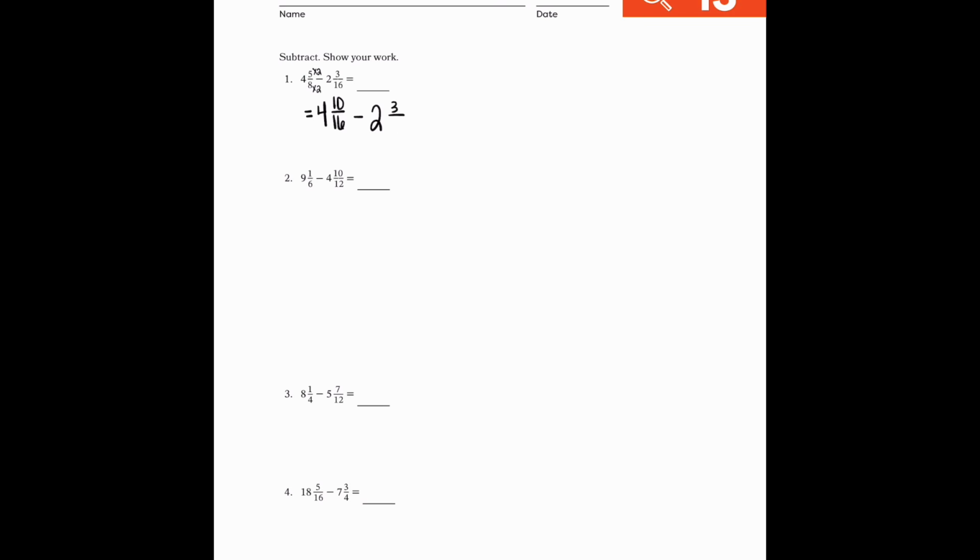Because odds are I may have a mixed number like this where I can easily just take numerator minus numerator. So I'm going to do 4 minus 2, which is my whole numbers, and then numerator minus numerator. So I'll have 7/16. 2 and 7/16. Okay?